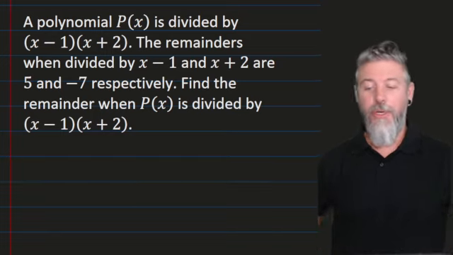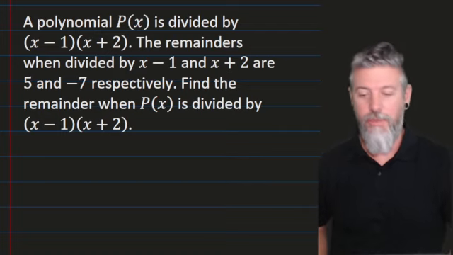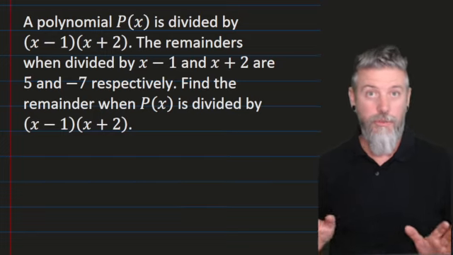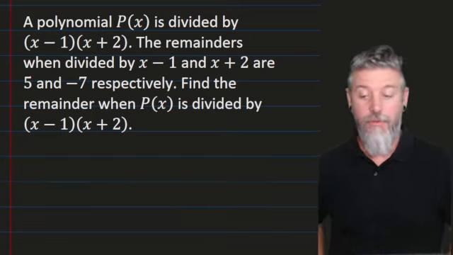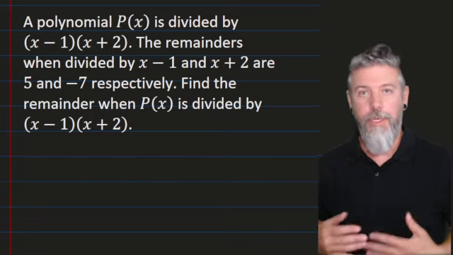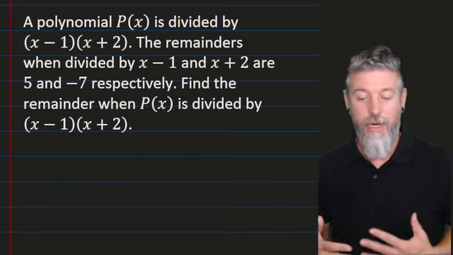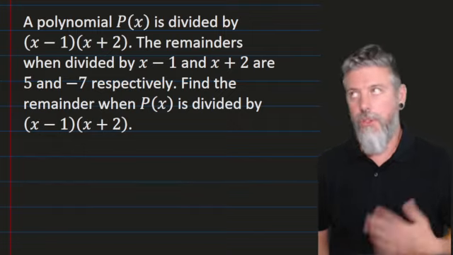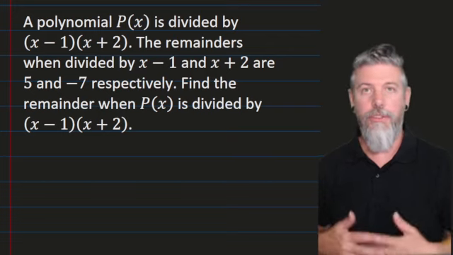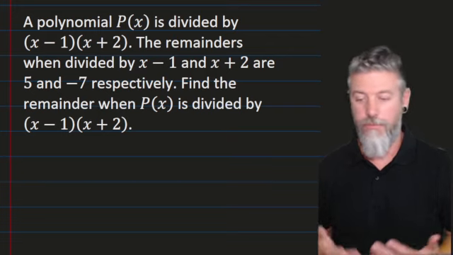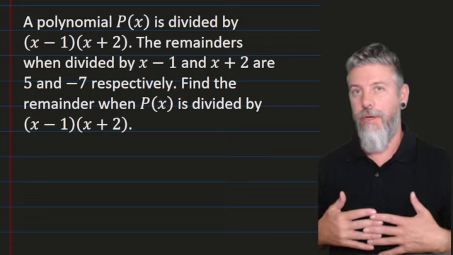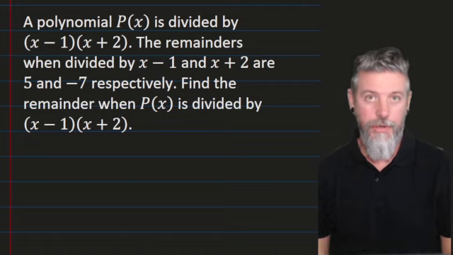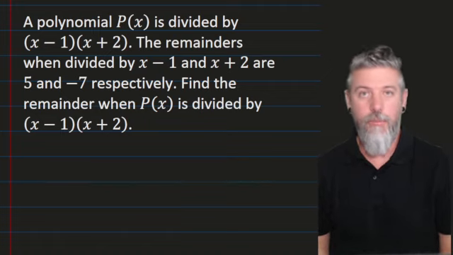So first of all, the question: a polynomial p of x is divided by x minus 1, x plus 2. The remainders when divided by x minus 1 and x plus 2, so individually, are 5 and negative 7 respectively. Find the remainder when p of x is divided by x minus 1, x plus 2. Okay, so two things essentially are going to happen here. We're going to divide a polynomial by x minus 1 and x plus 2, and then we're going to divide a polynomial by x minus 1, x plus 2. Okay, so that's fine. And we're given some remainders for what happens.